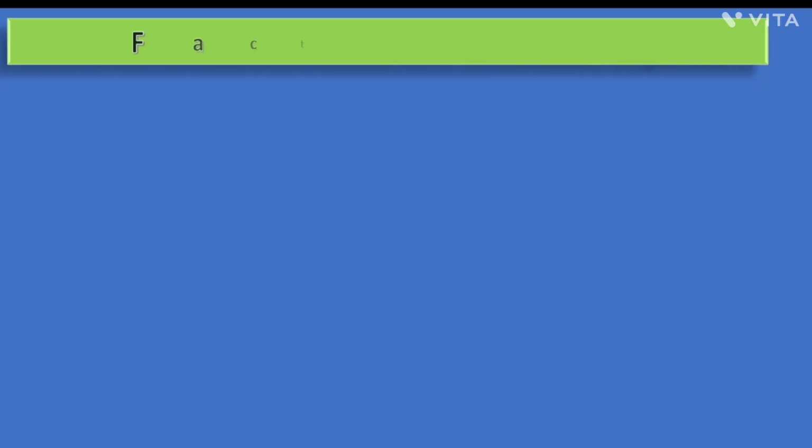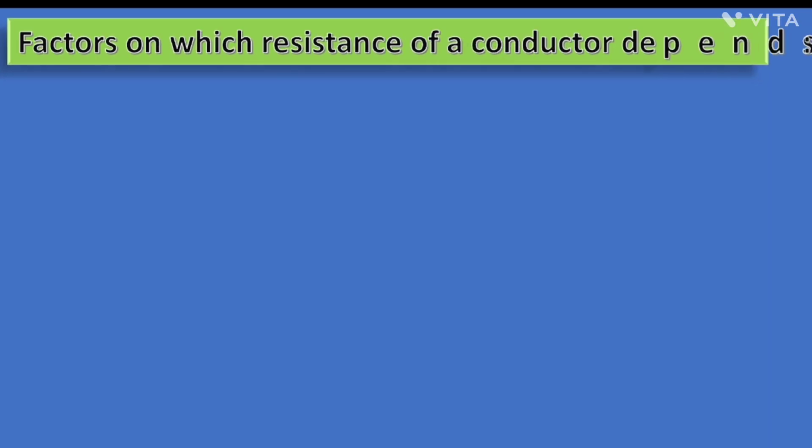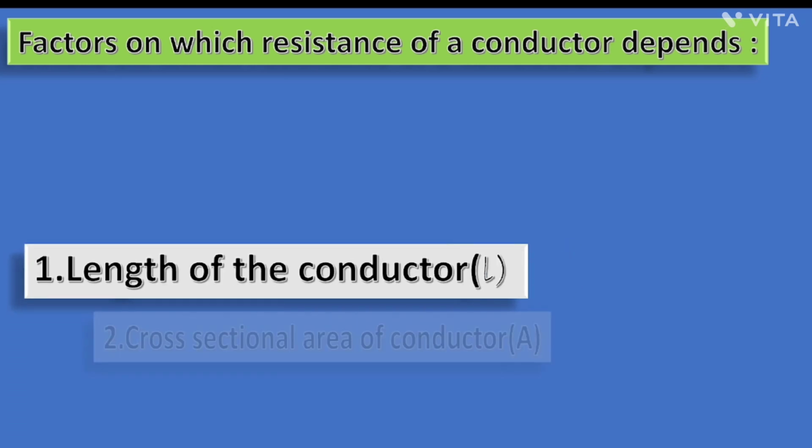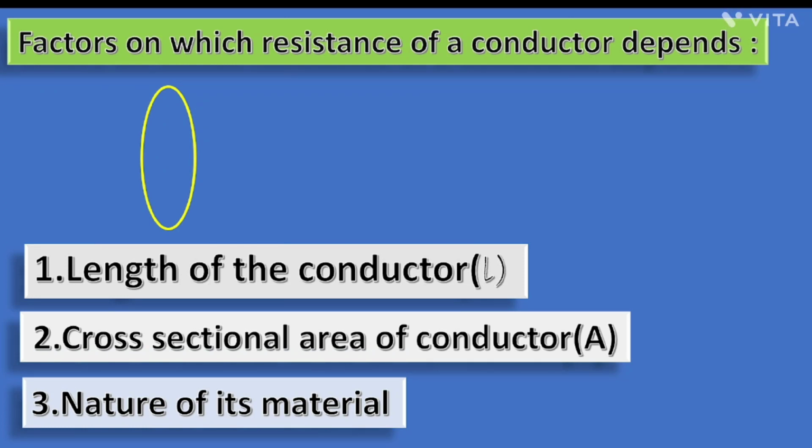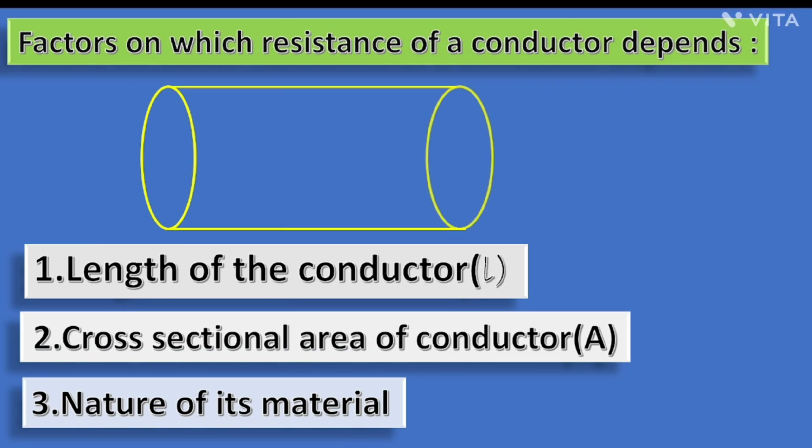Now moving forward, we will understand the factors on which the resistance of a particular conductor depends. Suppose we have a conductor, and in this conductor L is the length of the conductor and A is the cross-sectional area of the conductor. The length L, the cross-sectional area A, and the nature of its material, these three things determine the resistance of a conductor.